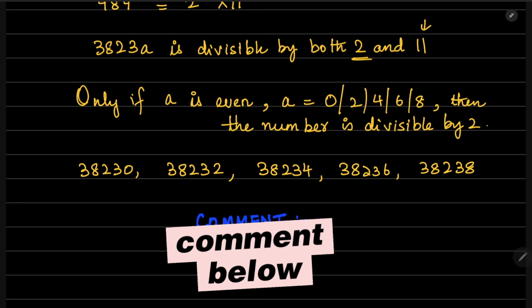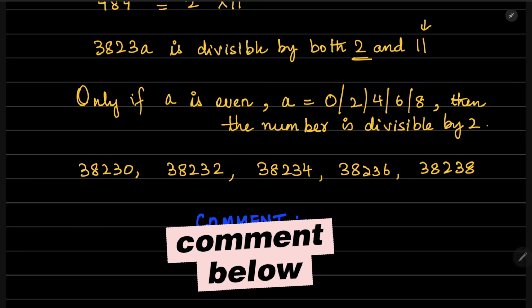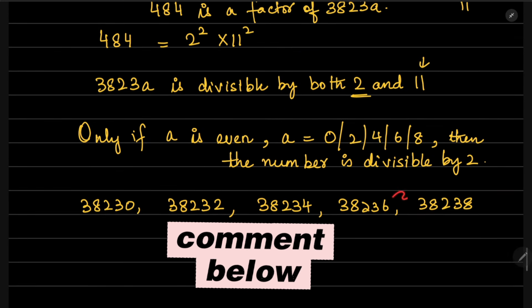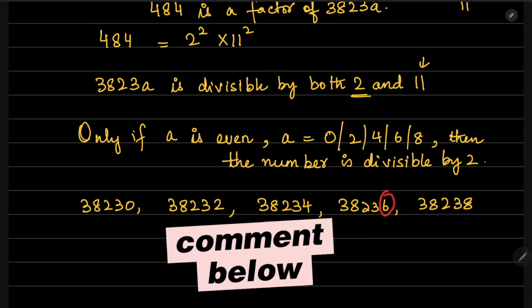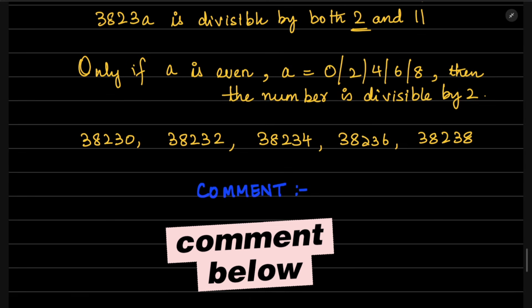You have to divide each of the numbers by 11, and whichever divides without leaving a remainder is the answer. Suppose you get this as your answer, the number which is also divisible by 11, then A is 4. Suppose this is the only number which is divisible by 11, then A is nothing but 6. The unit digit is what we are being asked, so you are only asked to find A. So do it and see, divide each of the numbers by 11 and comment your answer.